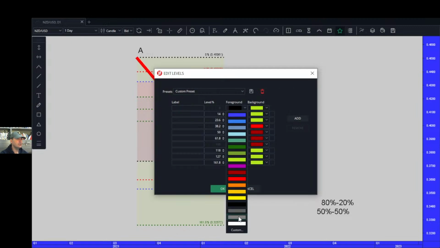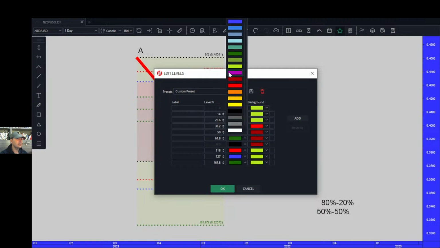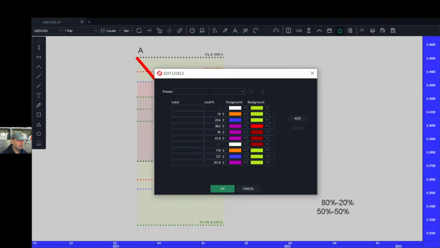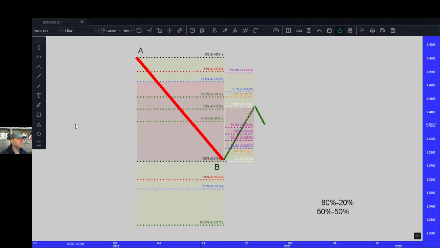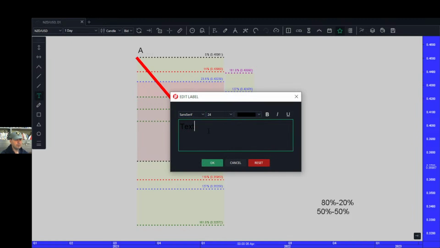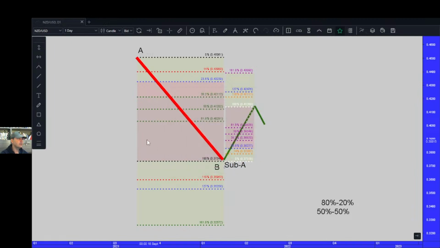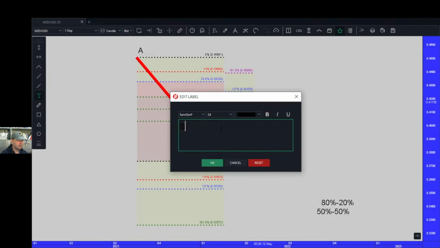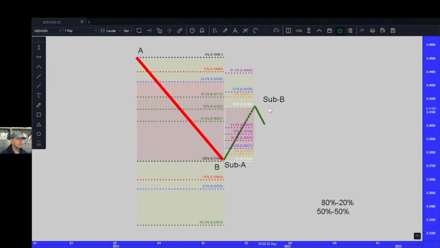This is going to be white, this is going to be violet and violet and violet, and this is going to be white, and this is going to be violet, and maybe this is going to be orange, and this is going to be orange, and I'm going to name this one Contrarian Fibonacci. You can name it 1, 2, 3, 4, I'm going to name it sub A, just an example, sub A down in here, up in here is going to be sub B, alright, using the same rules.